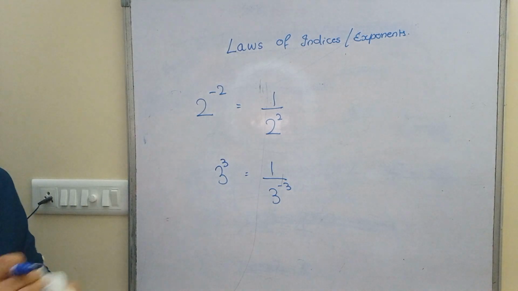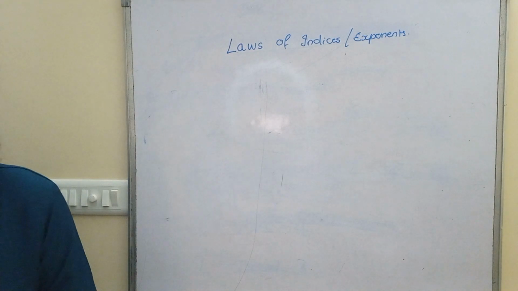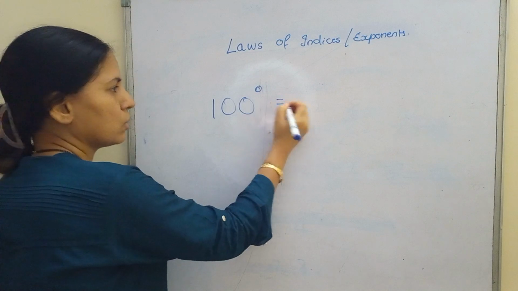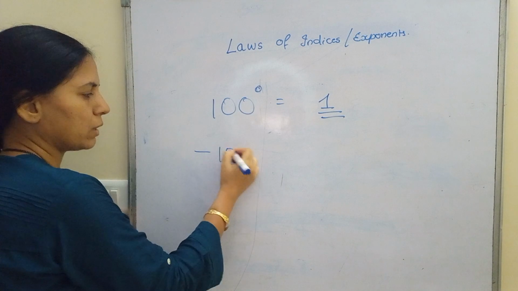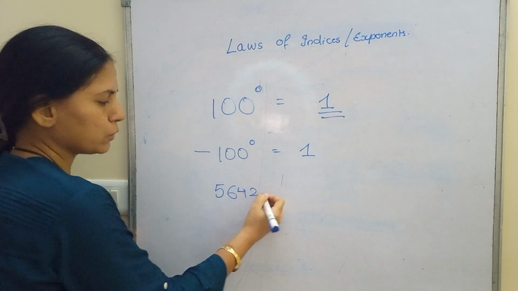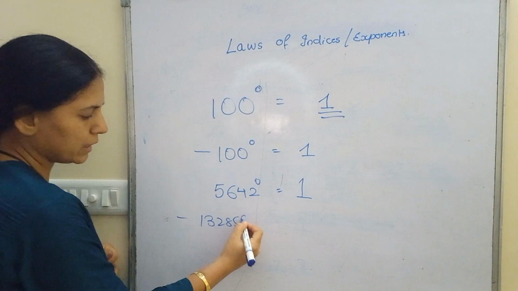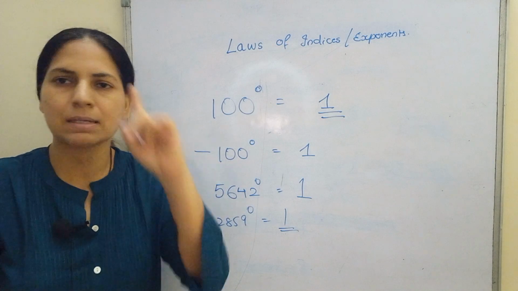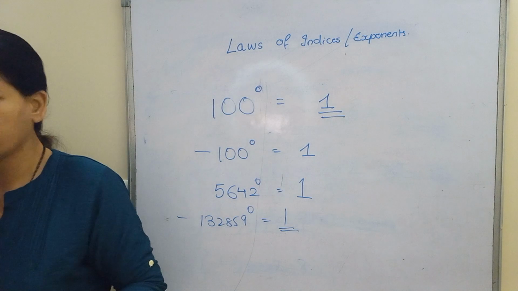Next rule should be a very good rule, and it is my favorite rule. Anything raised to 0, say 100 raised to 0, is 1. So what about the negative numbers? What about minus 100 raised to 0? This would also be 1. 5642 raised to 0 would also be 1. Minus 132859 raised to 0 is also 1. Anything raised to 0 is 1 except 0 raised to 0. Remember this very important rule.